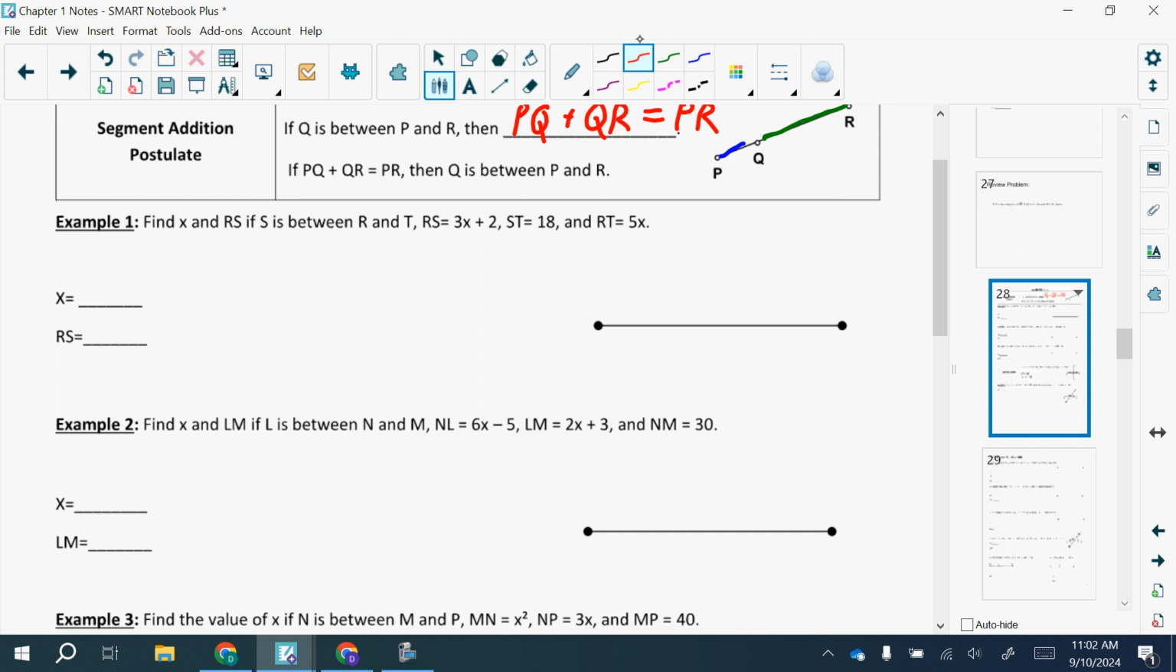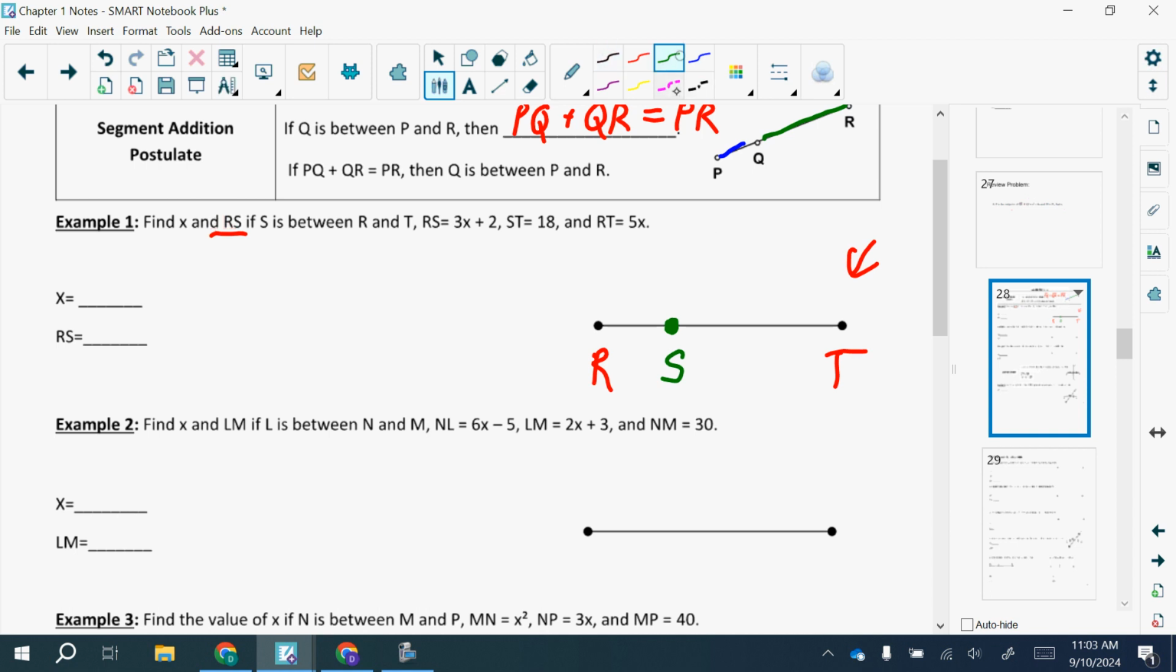It says find X and RS if S is between R and T. So it's nice to stop there and go ahead and draw that on your diagram so you can get a good visual going. We have supplied a number line, but I recommend even if one wasn't given, it's still helpful to draw a line segment. So we have R and T, and it says S is in between R and T. It doesn't tell us where in between, so it really doesn't matter where you put it, just put it in between them. So I'll just put it here. This is S.